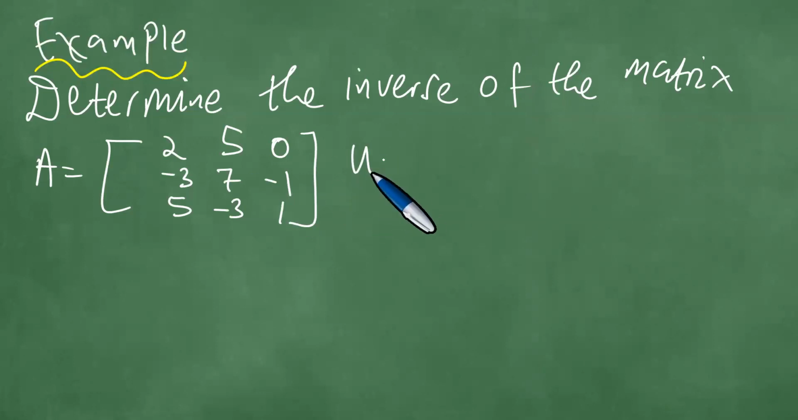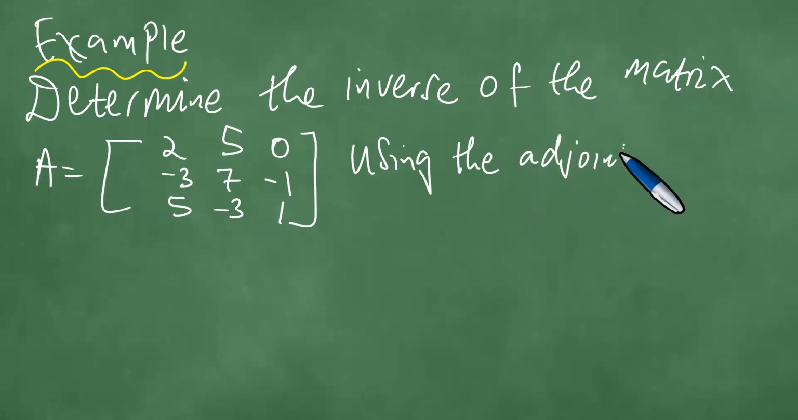Using... Sorry, is the last one minus 1, or is it just 1? The bottom one is just 5. 1. Okay, all right. Your 2, 5, 0, minus 3, 7, minus 1, 5, minus 3, 1. Right, using the adjoint method. Using the adjoint method.